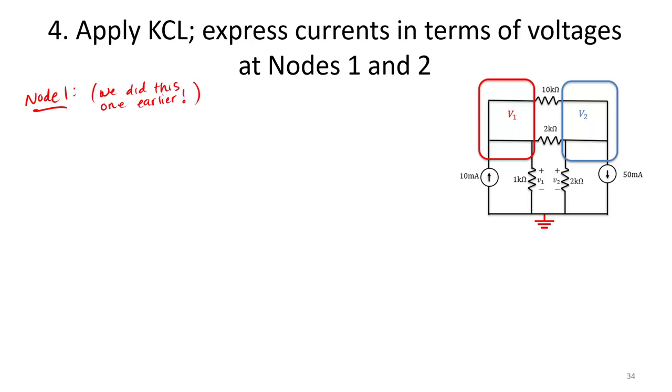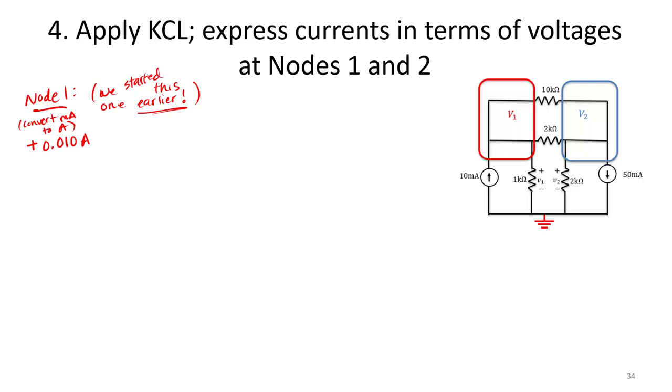So if we look at node 1, we were actually previously looking at the current flowing through those 3 resistors. So we actually kind of started this one earlier. We didn't finish it, but we started it earlier. So we can see node 1 has 10 milliamps entering, so that's plus 0.010 amps. Notice I converted milliamps to amps to avoid potential unit mistakes later.